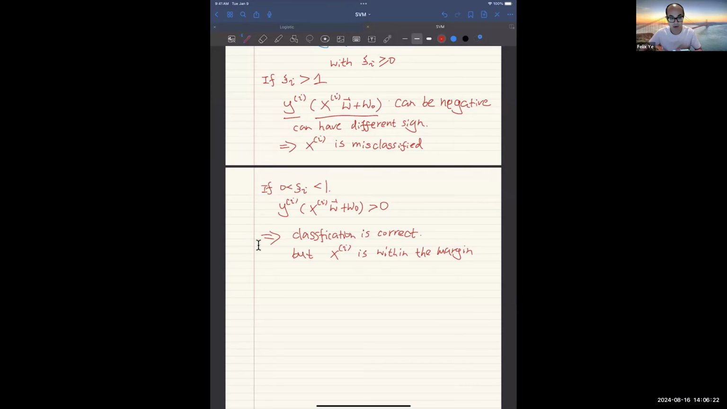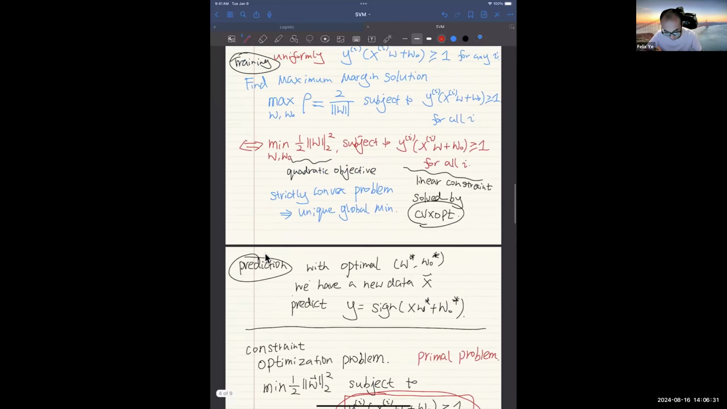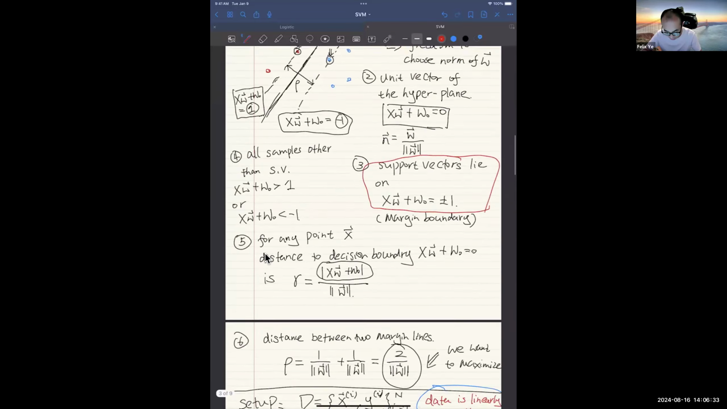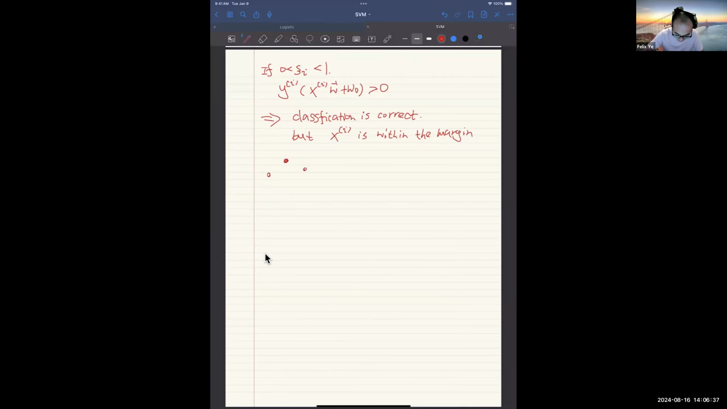So what does that actually mean in terms of plot? For example, we're using red and blue, right? Okay, red, and then we have blue.